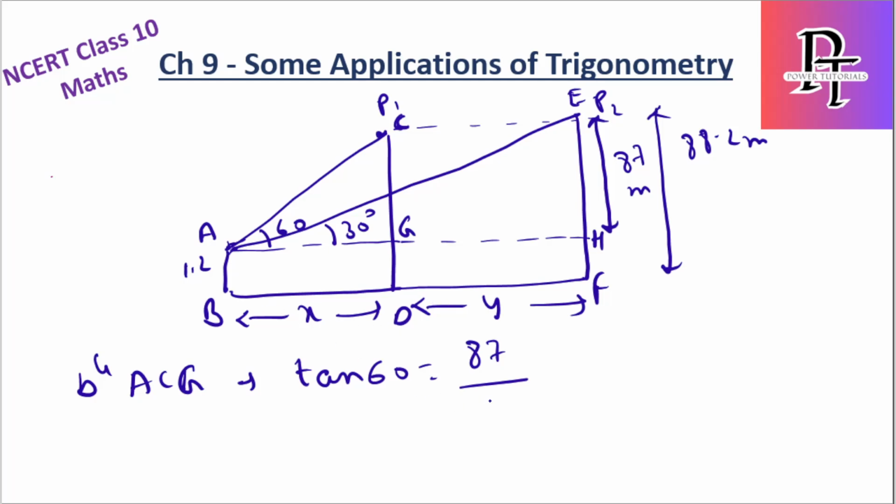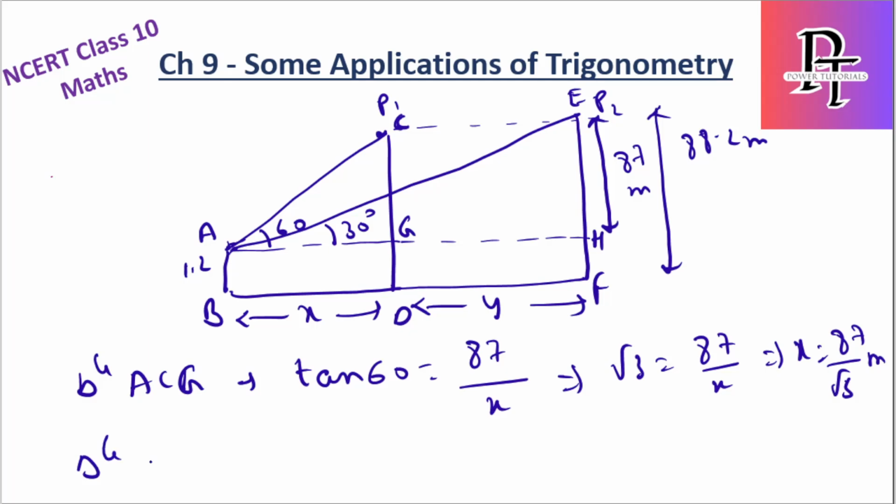So this is X now. So what is tan 60? Tan 60 is root 3. Root 3 is equal to 87 by X. So I can say X is equal to 87 by root 3 meters. So I got the distance from the lighthouse to the first ship as 87 by root 3 meters. Let's find the distance from the second triangle so that we can get the X plus Y value.